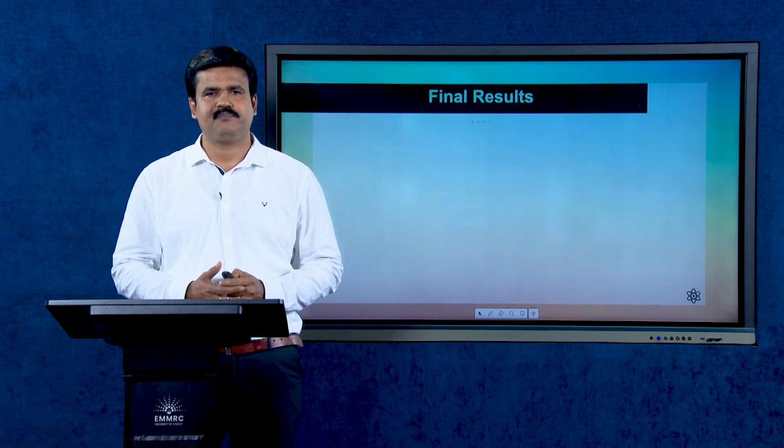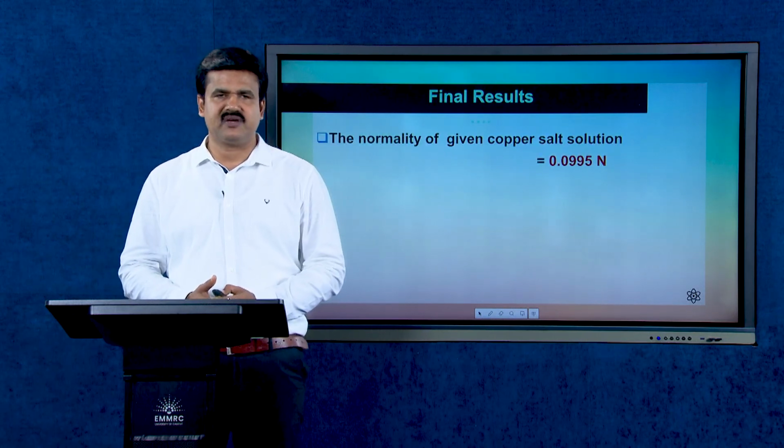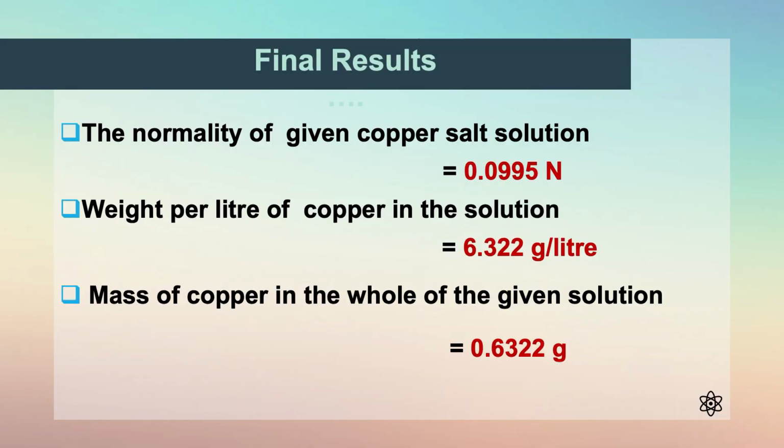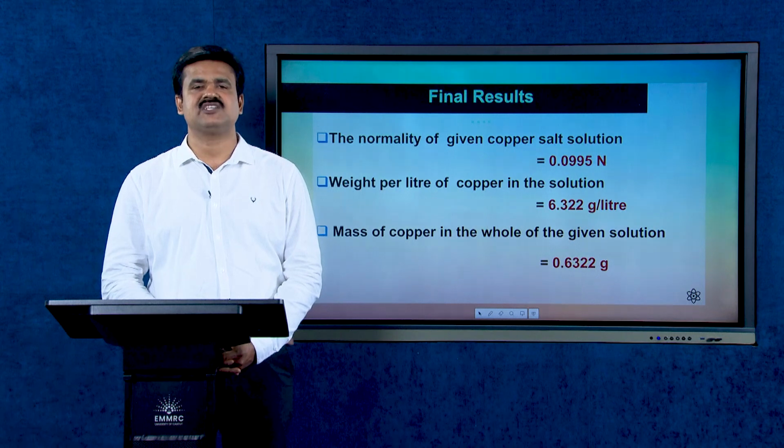0.6322 gram. Now, the final results of the entire experiment are shown here. The normality of the given copper salt solution is 0.0995 normal. The weight per liter of copper in the given solution is equal to 6.322 gram per liter. Mass of copper in the whole of the given solution will be equal to 0.6322 gram. That is all about the present experiment of estimation of copper.